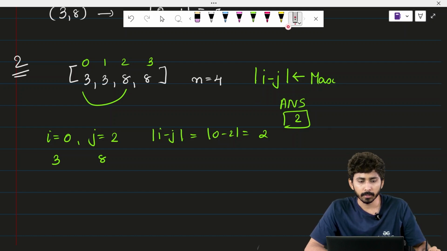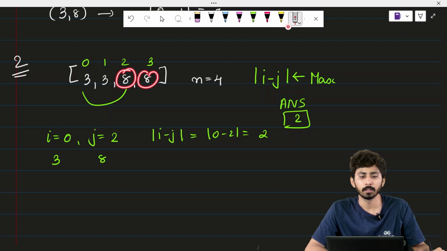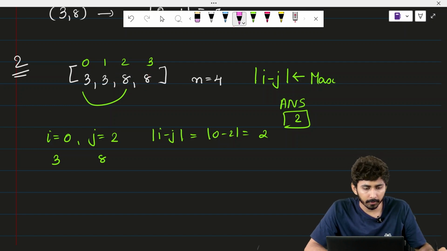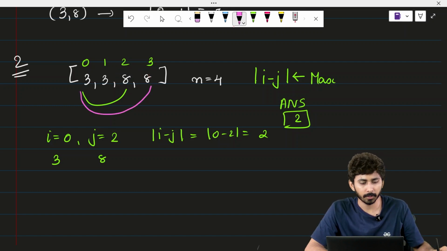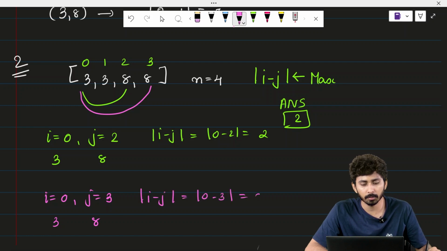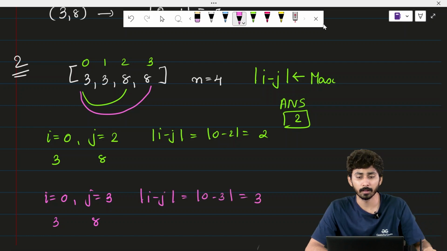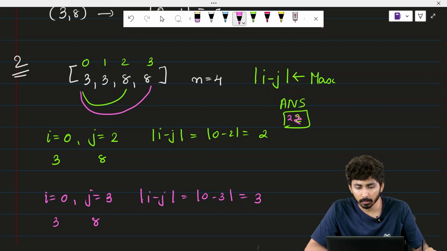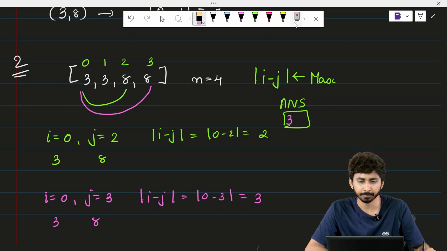Now here, you can see there are two appearances of 8. Now let's pair with the other appearance of 8. So now here i is equivalent to 0 and j is equivalent to 3. So this is 3 and 8. What's the difference, i minus j? It is 0 minus 3, and this is 3. I got a maximum answer. Now the maximum answer is 3 in this scenario, not 2.